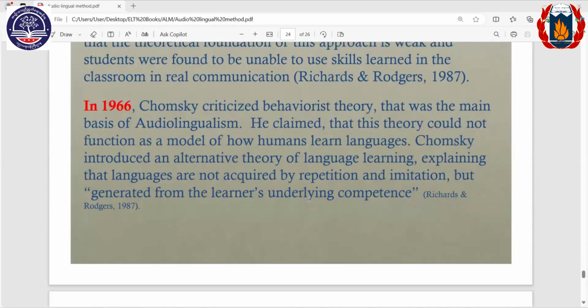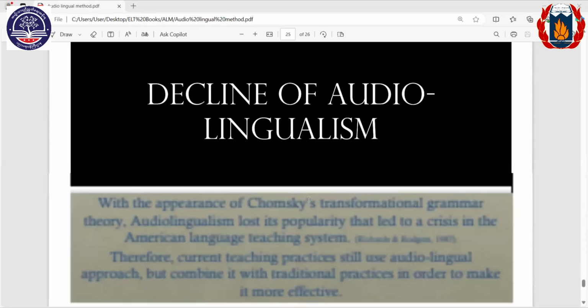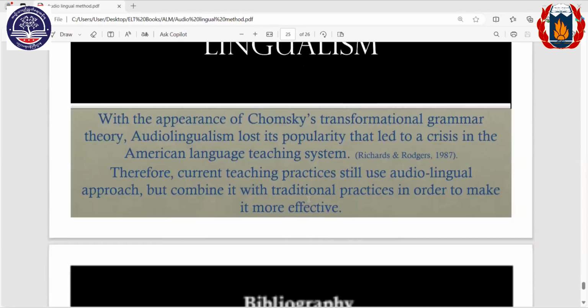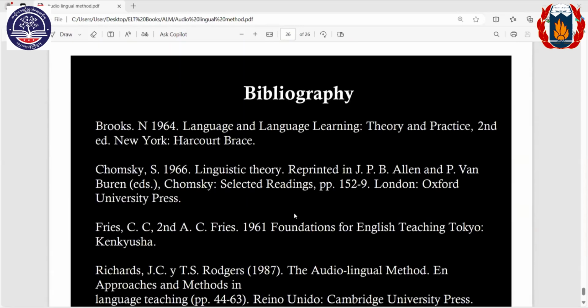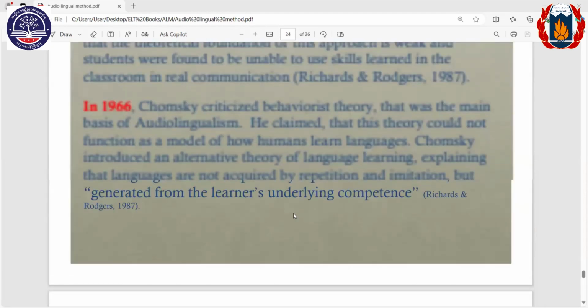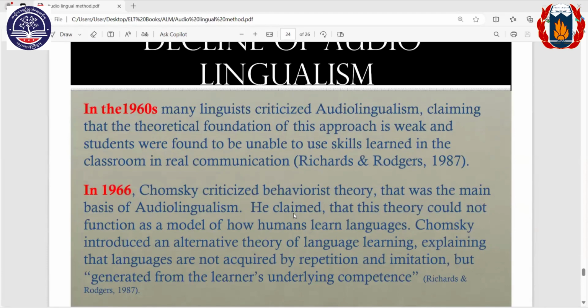Okay, you can discuss and contribute any knowledge or ideas. The next one is references. Are you also using the audio-lingual approach in your teaching?